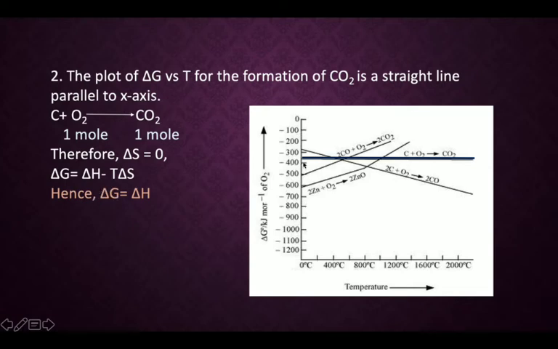So we get a straight line which is parallel to the x-axis, because delta G is constant with respect to temperature, so it does not change with the change in temperature.